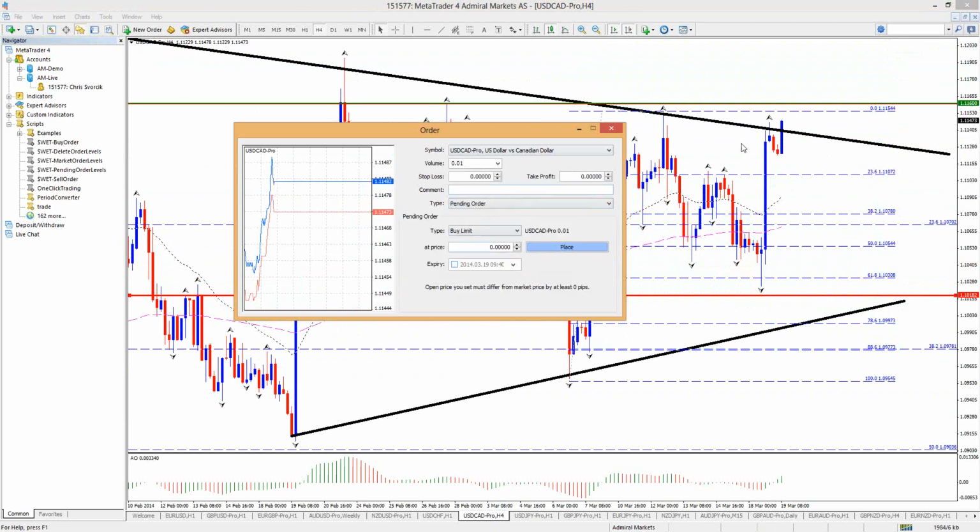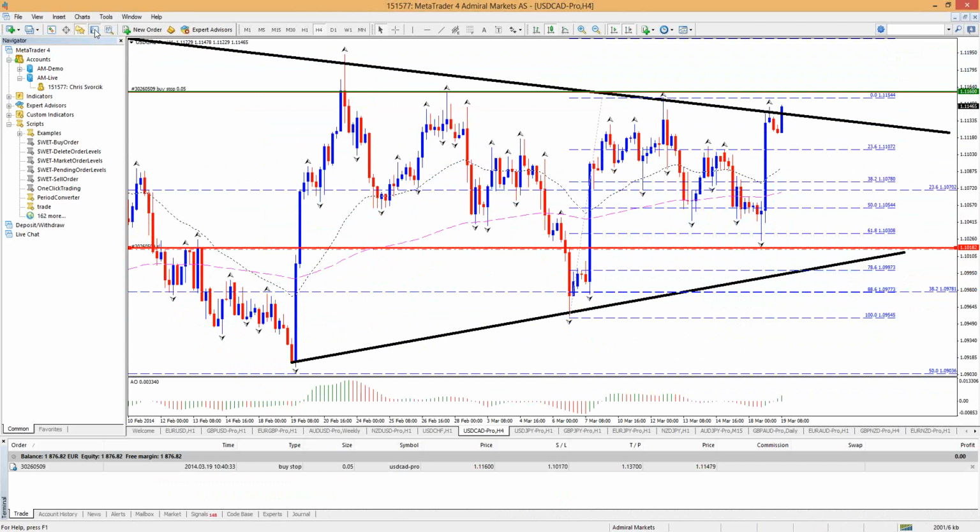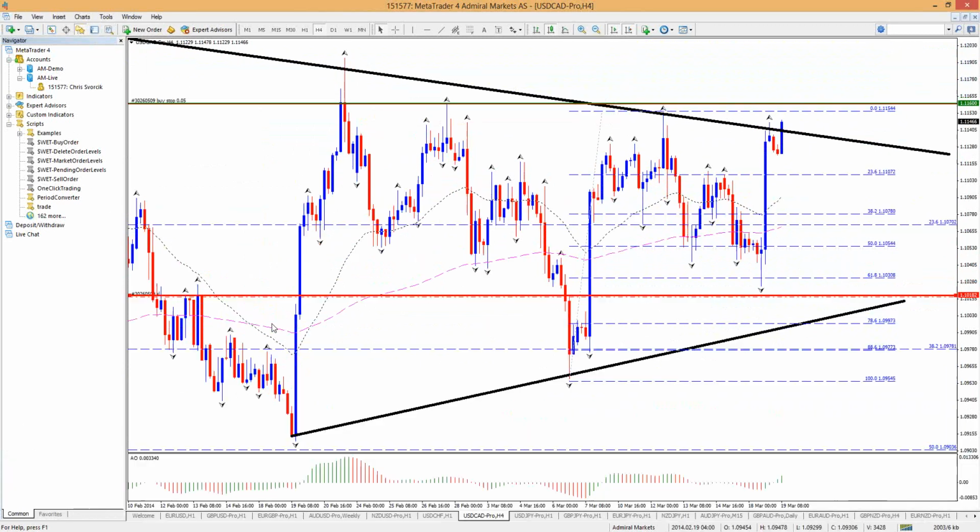Oh wait, let me do it differently here at the moment. 111.60. Once again, 111.60. Buy stop, 110.17, 113.70. Let me double check. Yeah, good. So that's all good to go.